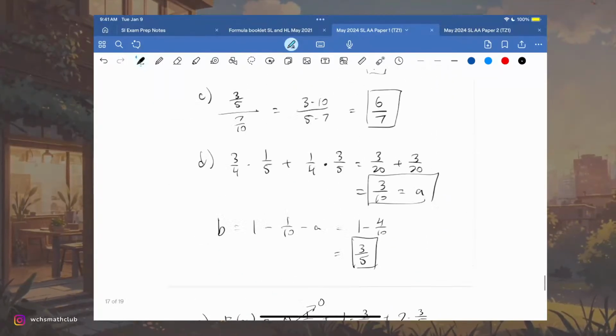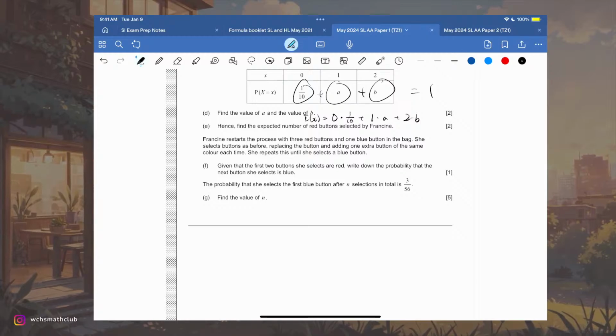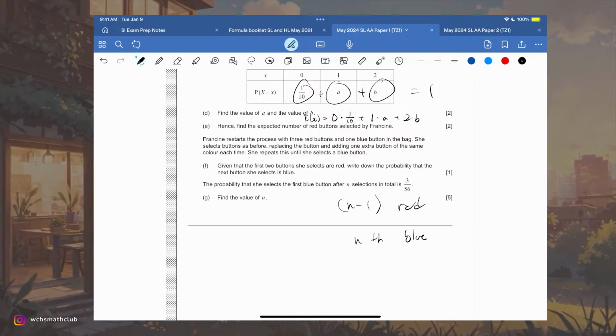Now for part G, we have that the probability she selects the first blue button after n selections in total is 3 over 56. So this means that we have n minus 1 selections that are all red, and then on the nth selection we get a blue. How does this work mathematically?